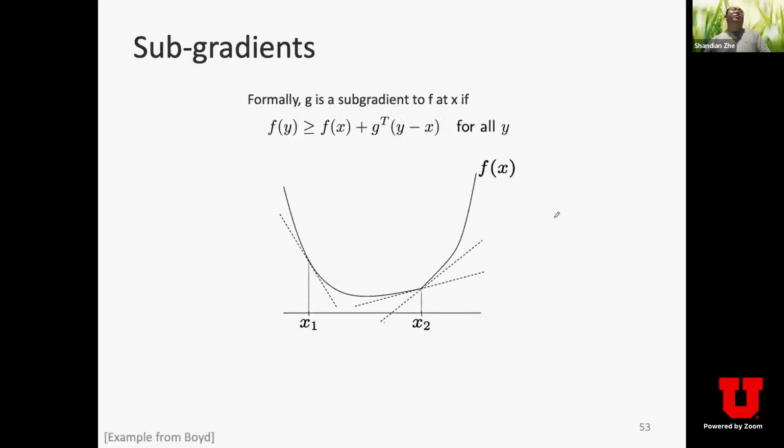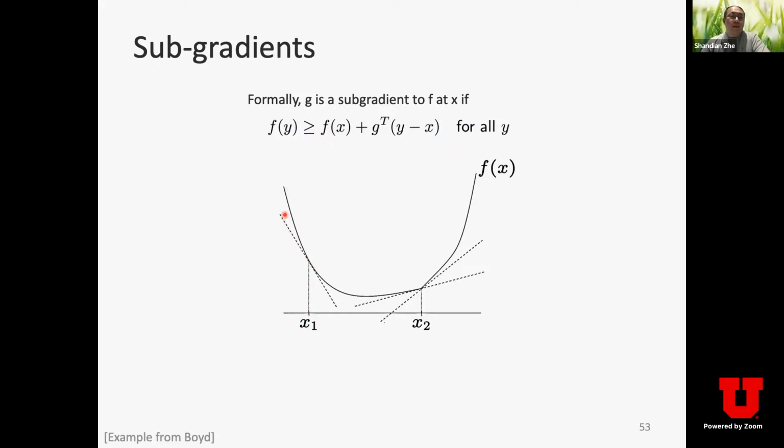So let us look at some concrete example, just to give you some rough idea. We can look at this function. This is a convex function, for sure. And at x2, this function is not continuous. That means it is not differentiable. At x1, this function is differentiable. So let us first look at x1. At x1, f of x is differentiable.